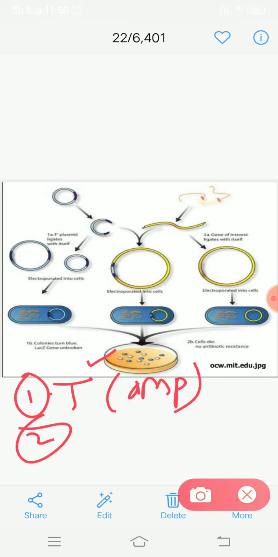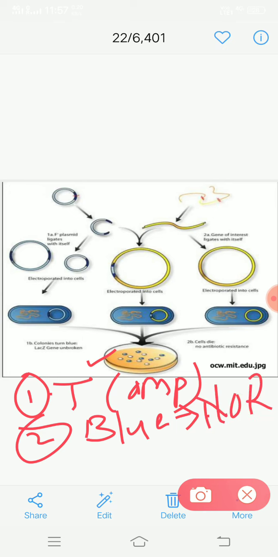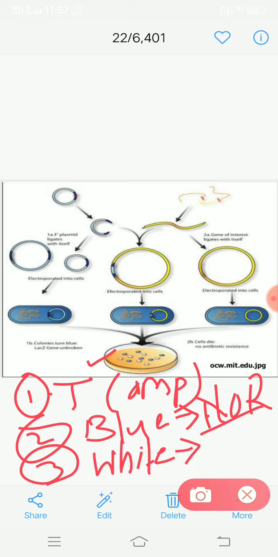Then second thing, the colonies that turn blue. Whatever the blue color colonies, we can say that blue color colonies are of the E. coli which contain the non-recombinant molecule. And third, white color colonies, they are our recombinant molecule.